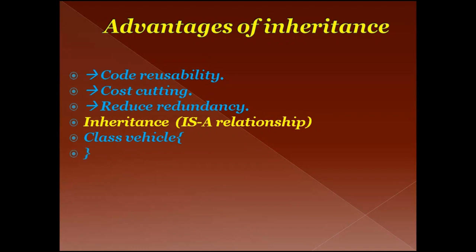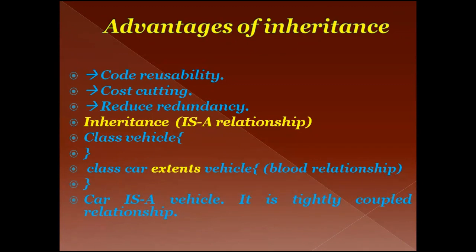Here in the example you can see, inheritance is an is-a relationship. That means it's a strong bonding relationship, like class Car extends Vehicle. So you can say a car is a vehicle. It is a tightly coupled relationship, you can also say a blood relationship. Every car goes under the vehicle category. So Vehicle is the parent class or interface, and Car is the child class. Every car can be called a vehicle. So it is an is-a relationship between the classes.